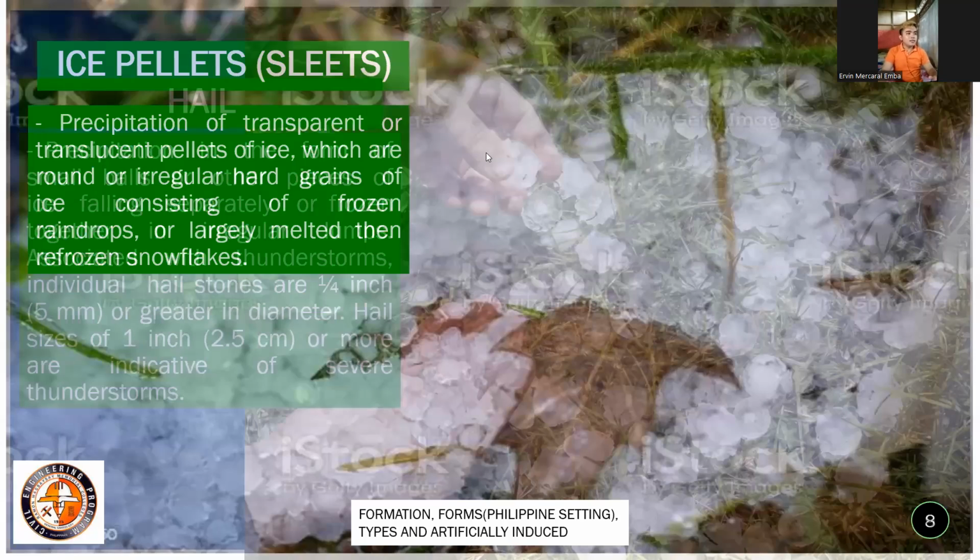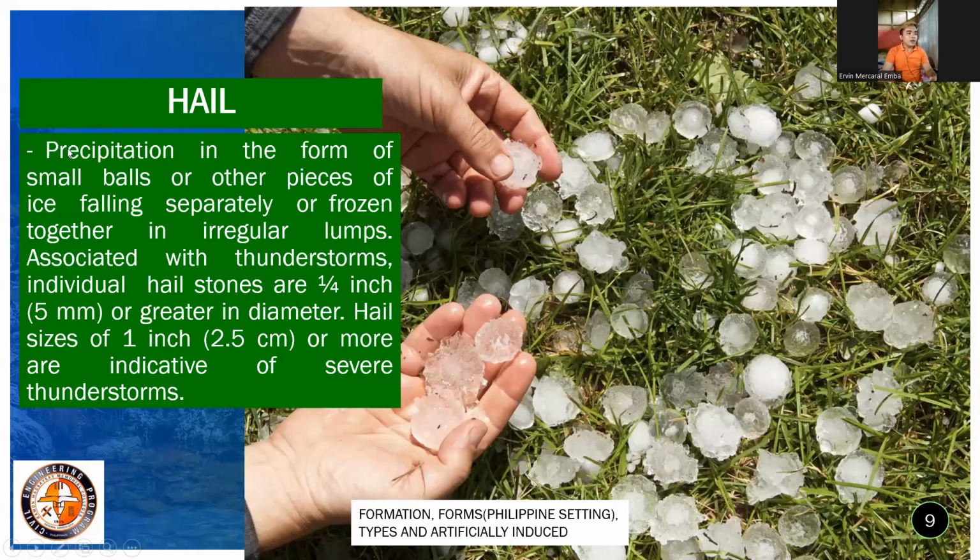So let's proceed. The hail. Hail: precipitation in the form of small balls or other pieces of ice falling separately or frozen together in irregular lumps. Associated with thunderstorms, individual hailstones are 1/4 inch or 5 millimeters or greater in diameter. Hail sizes of 1 inch or 2.5 centimeters or more are indicative of severe thunderstorms.